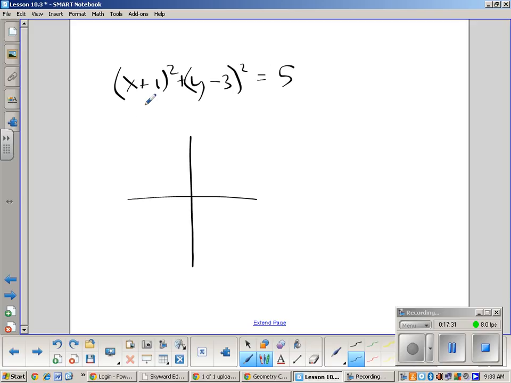Because this center is where? -1, +3, right? So that's the center. If I move that 7 left, because it started at -1, it's going to go 7 left. It's going to be at -8 now, right? And if I go up 3 from already 3 up, I'm going to be up here at -8, 6.